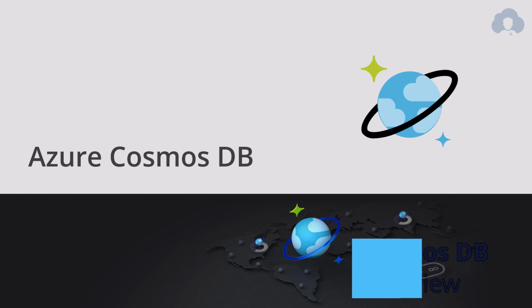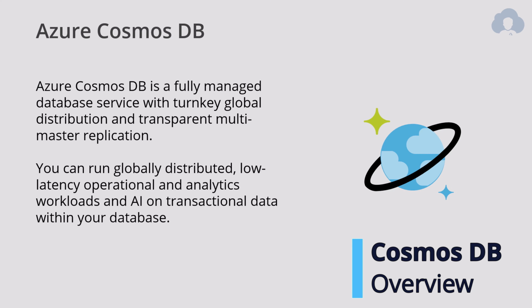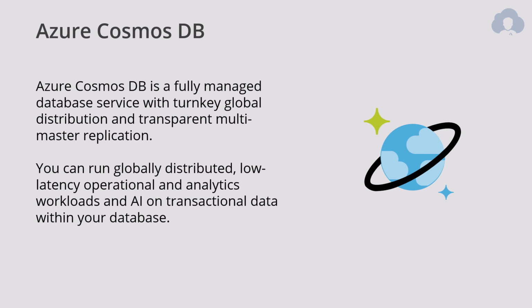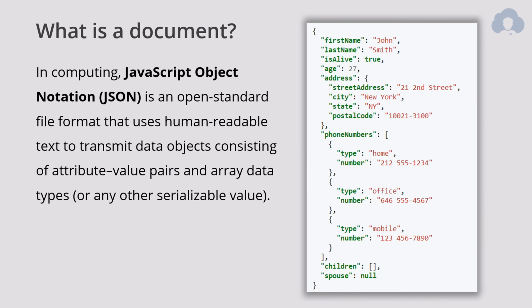Azure Cosmos DB is great. It's a fully managed, globally distributed, multi-master replication database. What this really means is it's designed for a high-scale, global replication, low-latency database. But recently it also got some analytic workload capabilities using Jupyter Notebooks and Apache Spark.